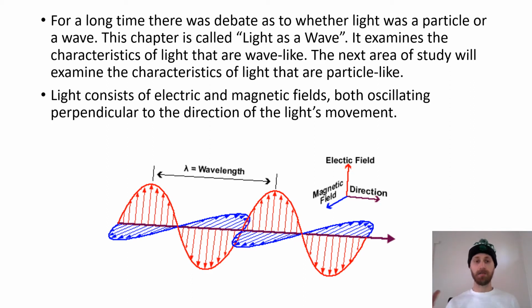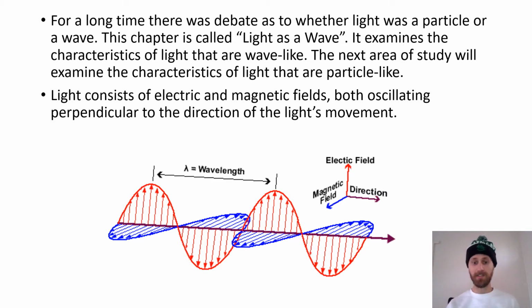Now, when we consider light as being a wave, we say that light consists of electric and magnetic fields, which are both oscillating perpendicular to the direction of the light's movement. That is what's being shown in that picture. You've got two waves, the red one and the blue one. The red one's the electric field, the blue one's the magnetic field. As the light travels to the right along the arrow, the electric and magnetic fields that make up light are getting stronger or weaker, changing direction. They're oscillating in strength and direction.